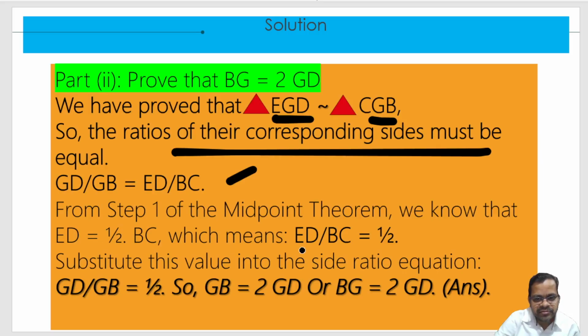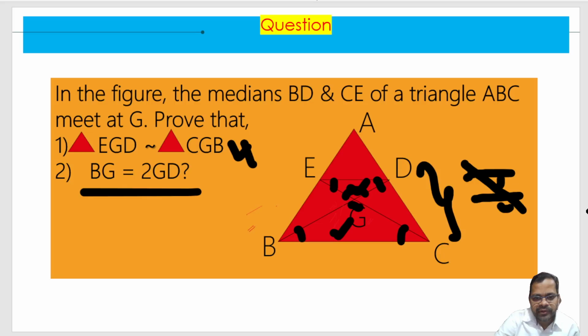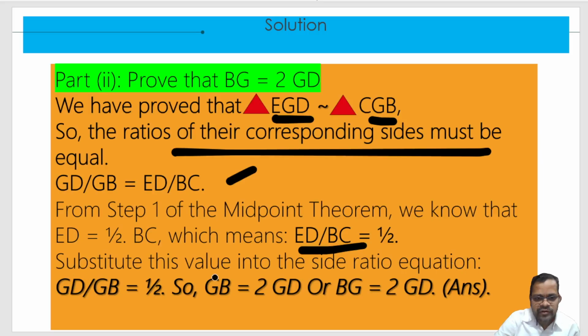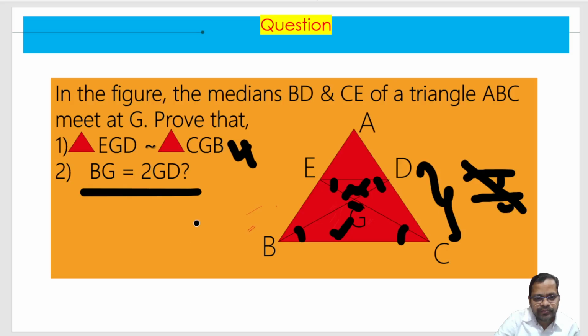ED is equal to half of BC. It means ED by BC is equal to half. Okay. So substitute this value into the side ratio equation, because we have already said ED by BC is equal to GD by GB. So instead of ED by BC, we can say GD by GB is equal to half. So GB is equal to 2GD, or BG is equal to 2GD, that has been asked.